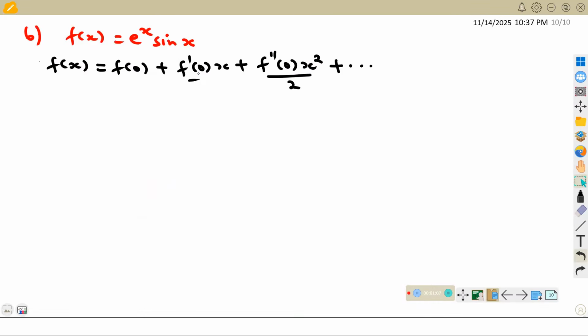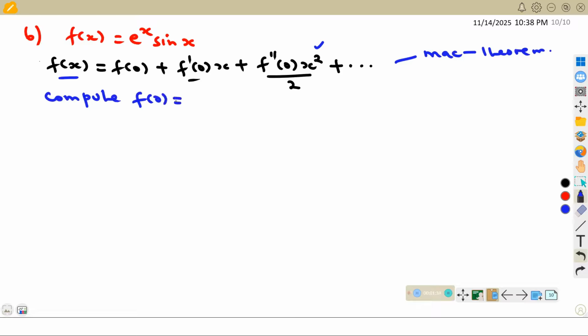Let us see how best we can get f of 0, f derivative of 0, and f double derivative of 0. This is the Maclaurin theorem, and we need to substitute in this expression to get f of x expanded up to the term in x squared. So let us compute f of 0. From f of x, it is the same as e to the power 0 sine of 0. e to the power 0 is 1 and sine of 0 is 0, so this gives us 0.